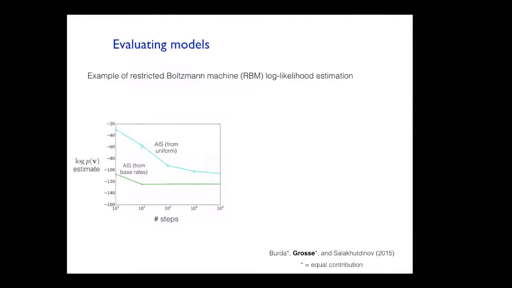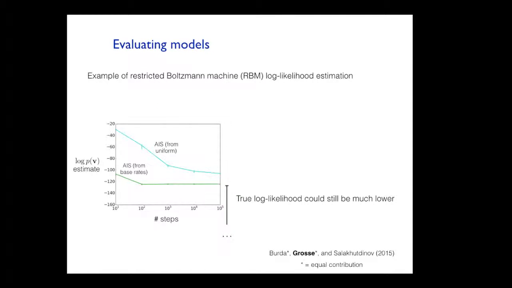And because these are both stochastic upper bounds on the true value, we know that the first one was wrong by at least 18 nats. And so we know that the model is at least e to the 18 times worse than we thought initially. But we're not done yet, because the true log likelihood could still be much lower. It could be anywhere between here and minus infinity.